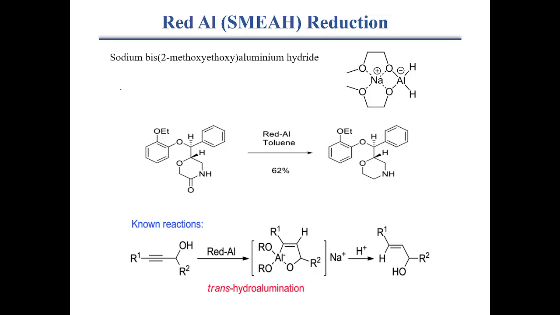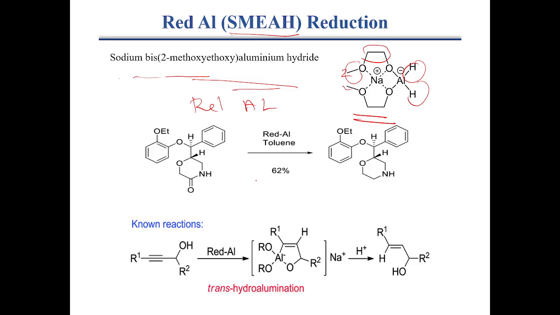Now this is sodium bis(2-methoxyethoxy)aluminum hydride. That is Red-Al. It is also very important. It can also be called SMEAH, sodium bis methoxy aluminum hydride. So it is also a strong reducing agent like lithium aluminum hydride. It also reduces aldehyde, ester, amide, alkyne, all these compounds. So this is the structure. It is also a hydride source, and this is the methoxy and this is the ethoxy group. That's why it's called sodium bis methoxy, though two methoxy ethoxy groups are there.